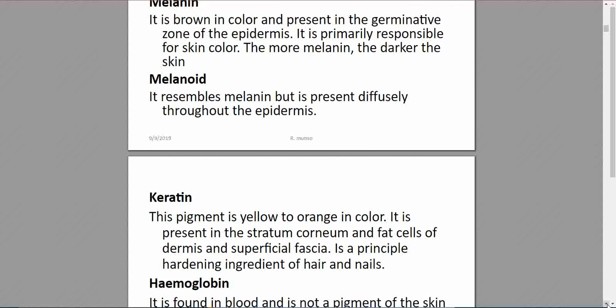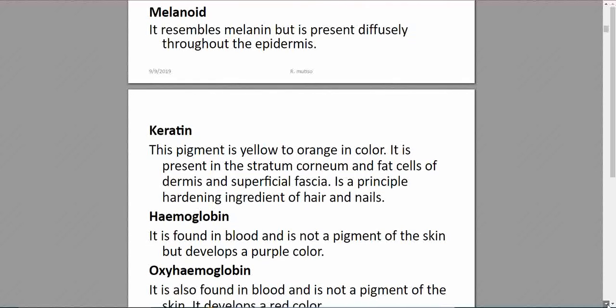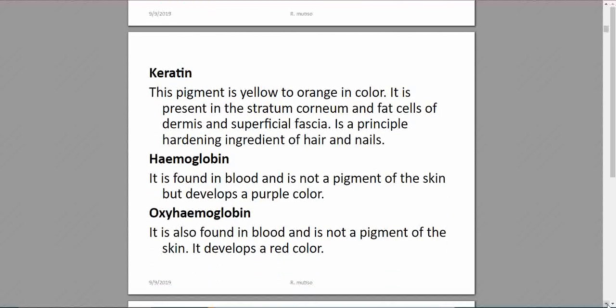Then melanoid resembles melanin but is present diffusely throughout the epidermis. Then keratin: this pigment is yellow to orange in color. It is present in the stratum corneum and fat cells of the dermis and superficial fascia. It is the principal hardening ingredient of hair and nails, so it is the one which strengthens the integrity of the hair and the nails. That is its principal role.